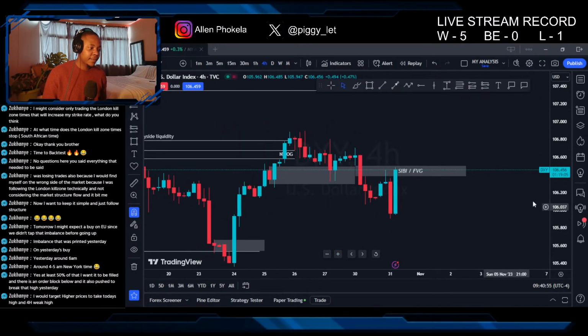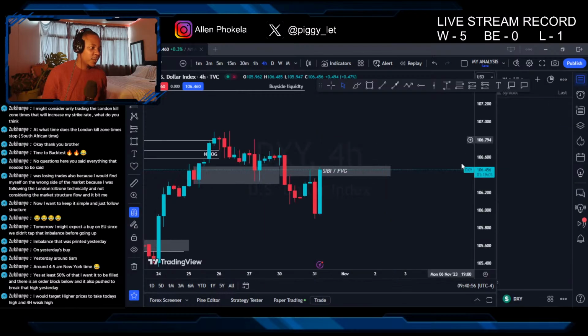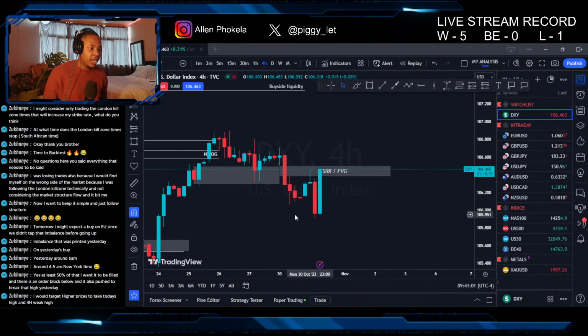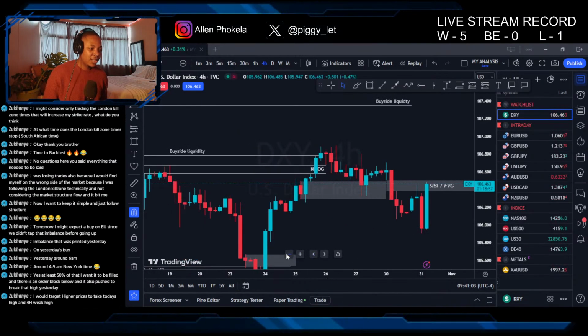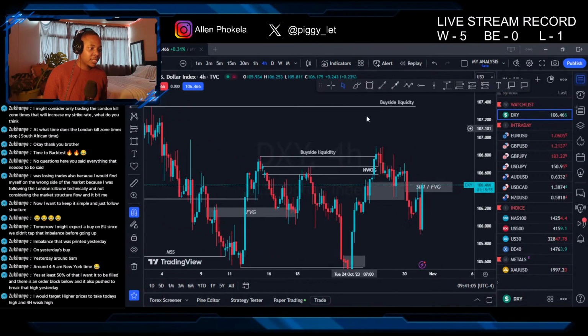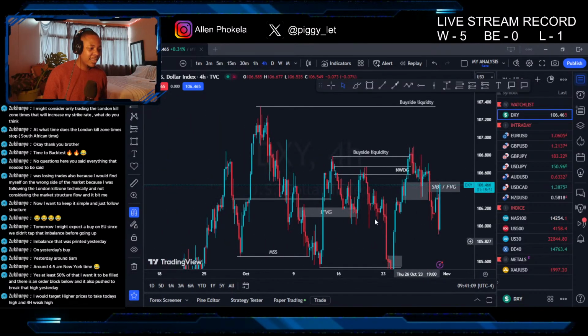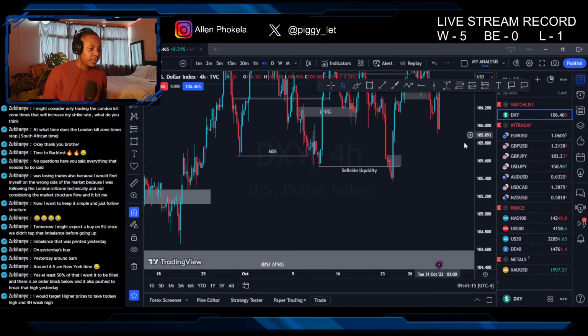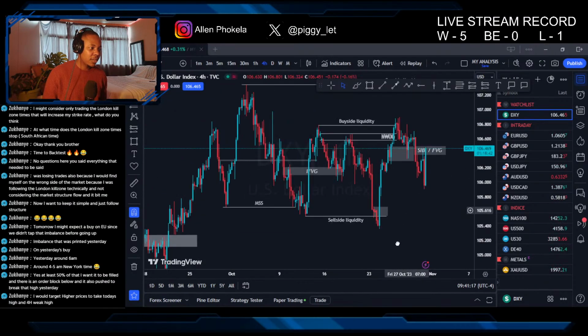So yeah, that's how the dollar index is going right now. What do I expect from it? Honestly, I'm still expecting buy side to be swept again. Since we took out this buy side, I'm expecting that one to be taken out.